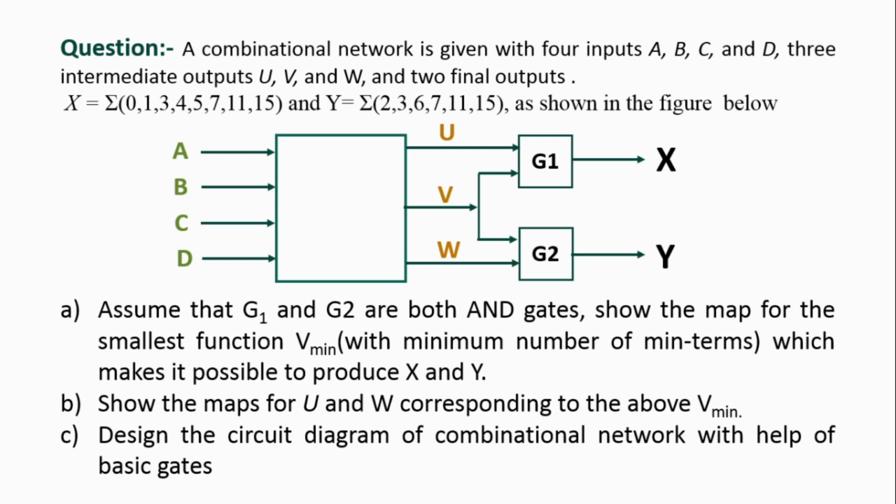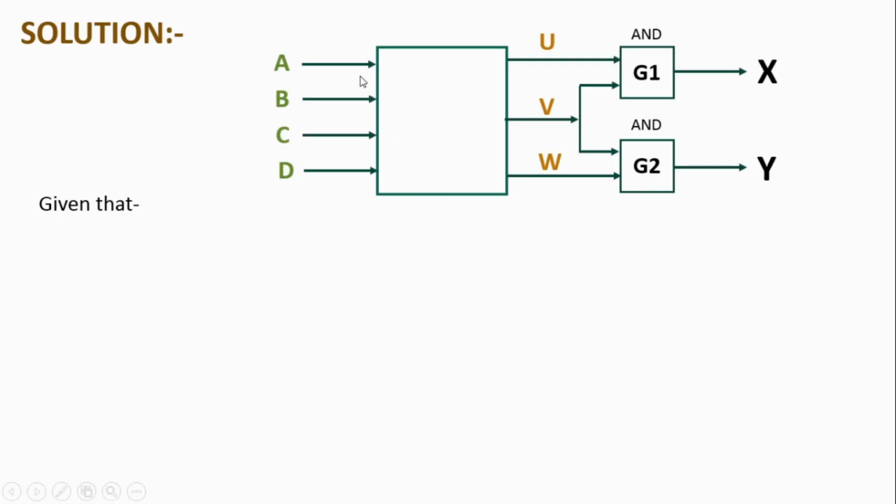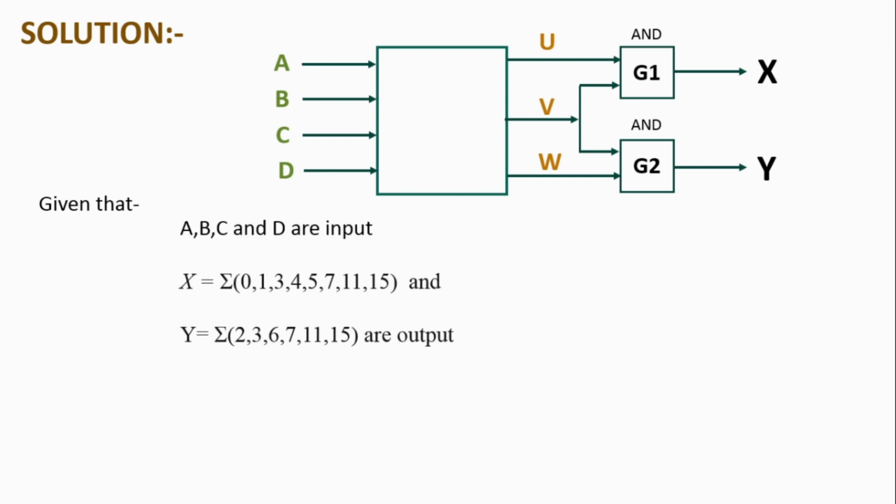So come to the solution part. In the solution, what is given? The circuit is given and some information is provided. A, B, C, D are the inputs, X, Y are the outputs and U, V, W are the intermediate outputs. In the question it is asked about the Vmin. It means what should be the V minimum in terms of minterms, so that if we AND with U and AND with W, it produces X and Y. It is also given that G1 is an AND gate and G2 is also an AND gate.